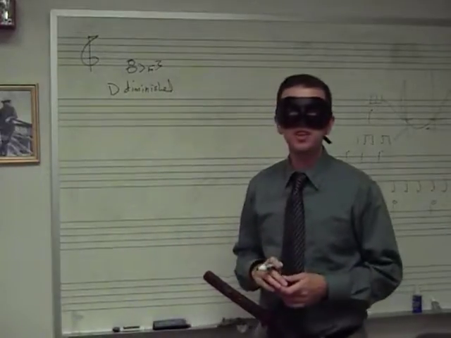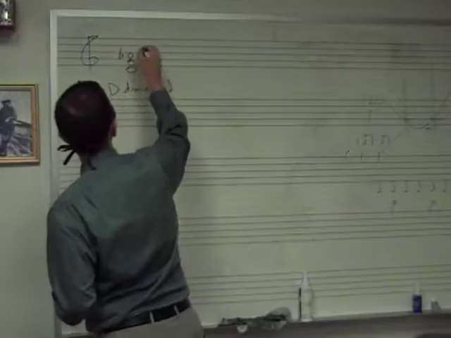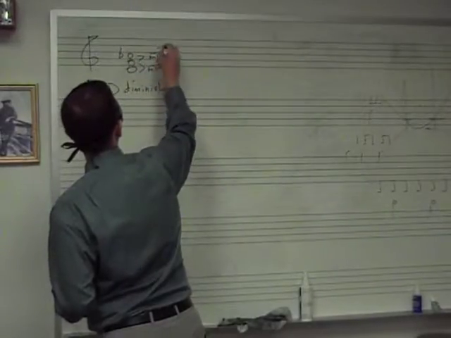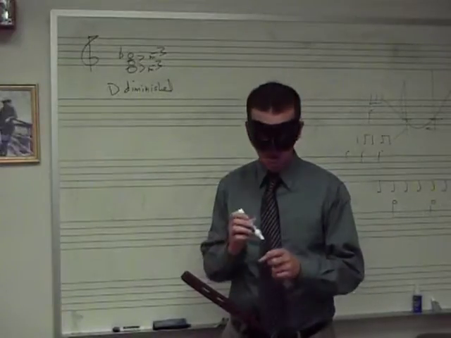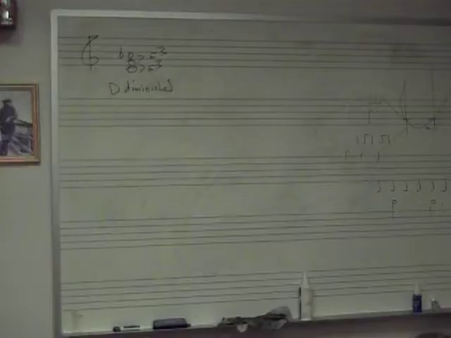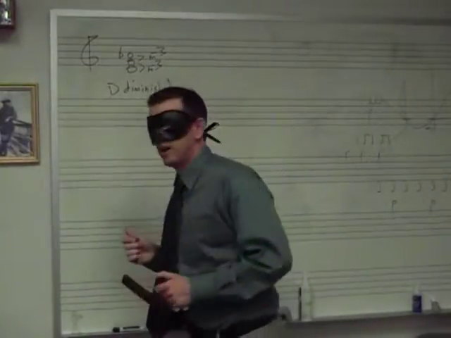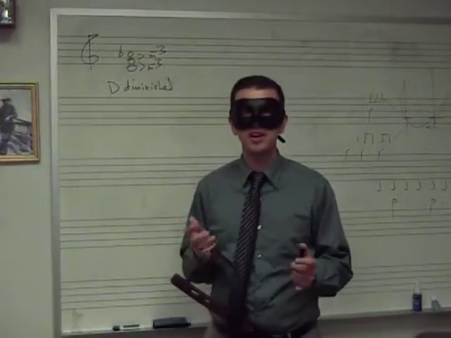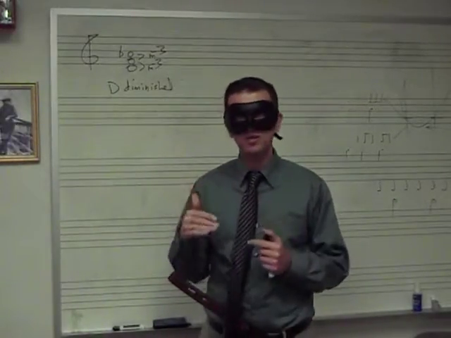Minor third up from D is F. One more minor third. Minor third up from F is A flat. There is our diminished. Okay, so we've got D, F, A flat. That's our diminished triad. And it's just minor third, minor third.